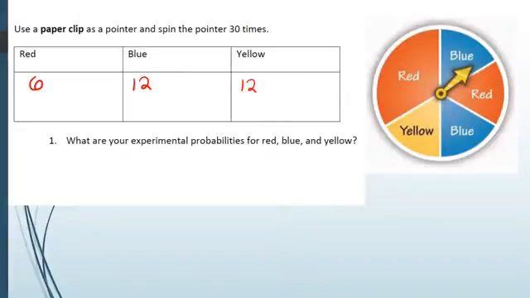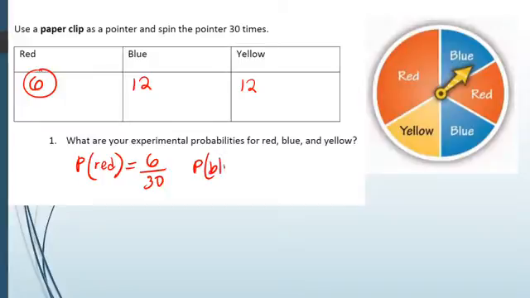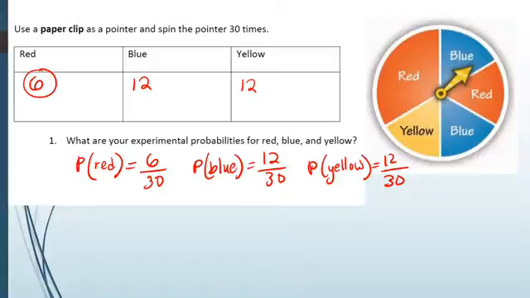And so then I'm going to write my experimental probabilities for blue, red, and yellow. So remember, we're practicing probability notation also. So P(red) equals 6 out of 30. Again, this is for me. This is based on my data. Whatever data you have, it might be different. For me, my chances of getting blue is 12 out of 30. And for me, my chances of getting yellow was also 12 out of 30. And if you can simplify those fractions, go ahead and do that too.